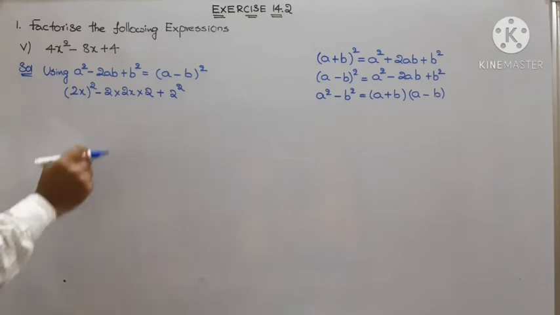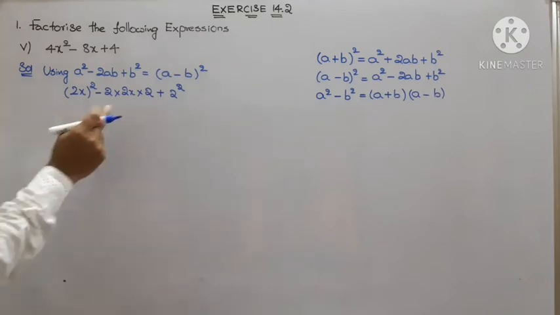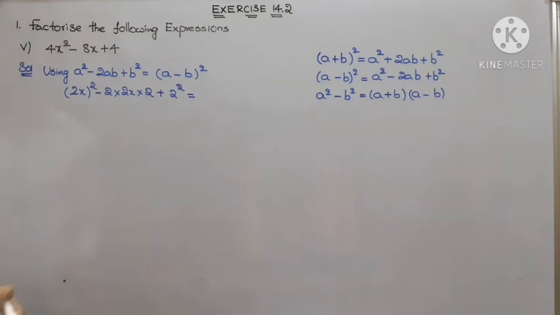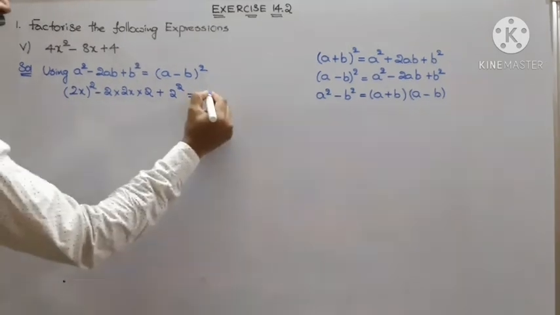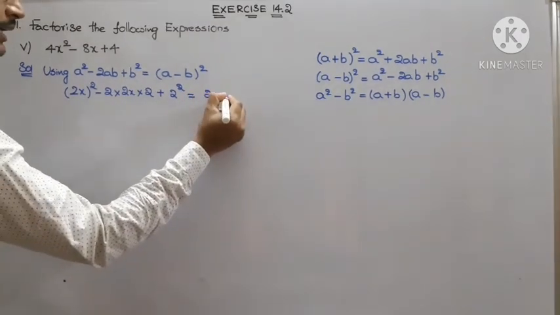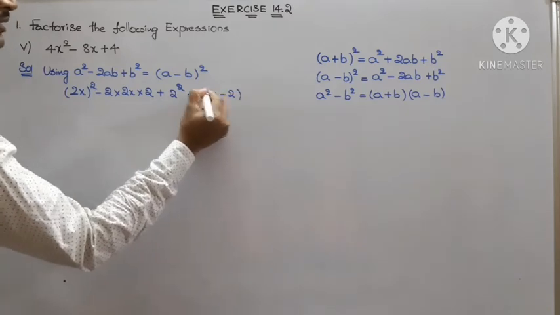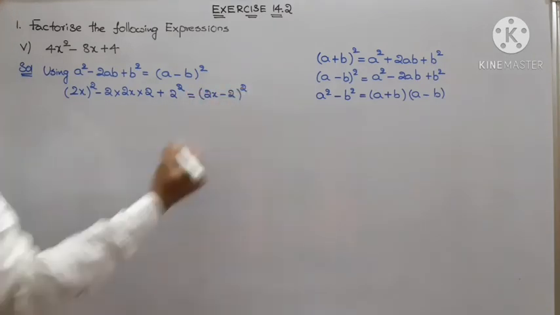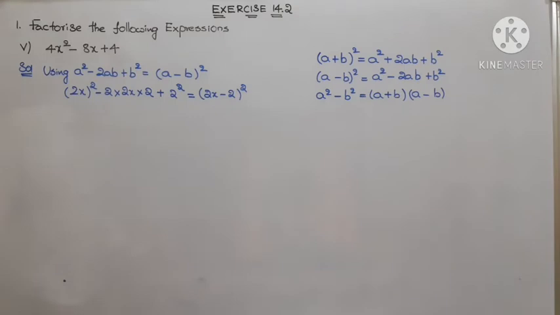Hence the factorized form is equal to 2x minus 2 whole square. 2x minus 2 whole square is the factorized form of 4x square minus 8x plus 4.